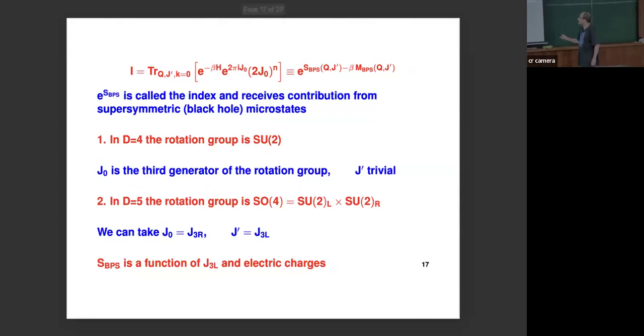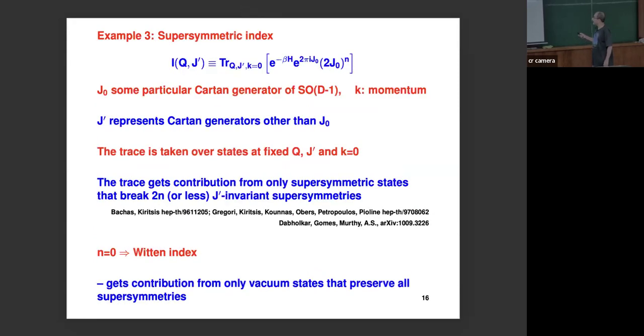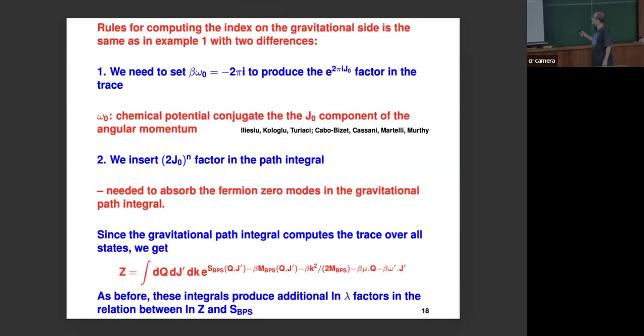Now we look at the left hand side, which is how to calculate this index from the gravitational perspective. And that is not hard because it's a special case of the same kind of trace that we had. So the gravitational prescription for this is clear. We first of all set beta omega 0 equal to minus 2 pi i. Omega 0 is the chemical potential dual to J0. So we set beta omega 0 equal to minus 2 pi i, so that you produce this e to the 2 pi i J0 factor. And then we have to insert this (-1)^{2J0} to the n factor in the path integral. So this is what we do on the gravitational side.